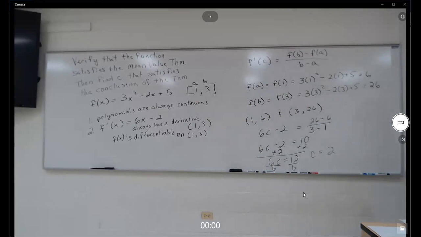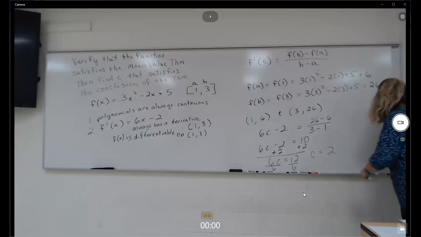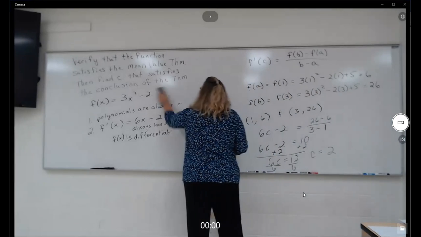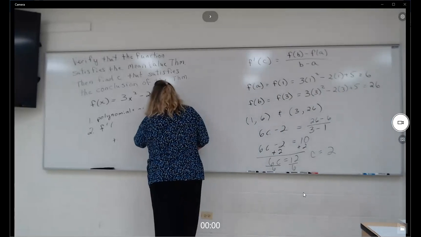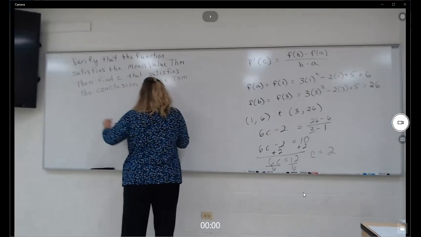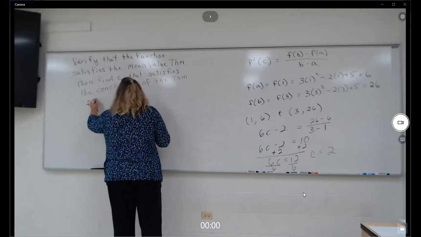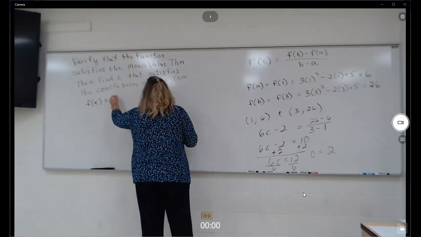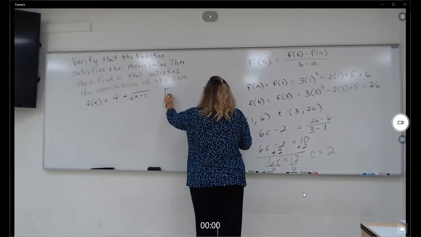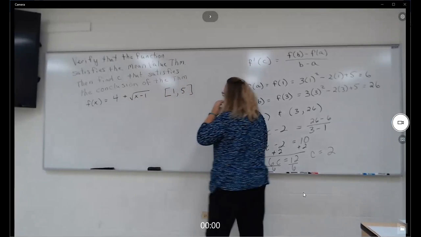All right, let's try another. Maybe a little bit harder than the one on your homework, but that's every once in a while. Sometimes if it's too easy, then it's confusing too. But let's see how we do on this. All right, we got 3. f of x equals 4 plus the square root of x minus 1, and the interval is from 1 to 5.